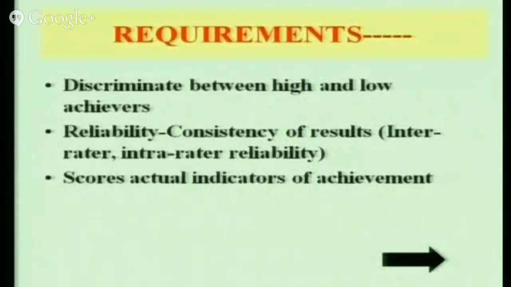So this refers actually to inter-rater reliability. That means if evaluation is carried out by more than one person, there should be high correlation between the two evaluations. A student who is getting 60% marks in the first evaluation, the marks should not vary significantly from the first evaluation to the second evaluation. There can be a marginal difference, say, of 2 to 3 marks, but it cannot be that a student who gets 60 marks in the first evaluation gets 80 marks in the second evaluation.